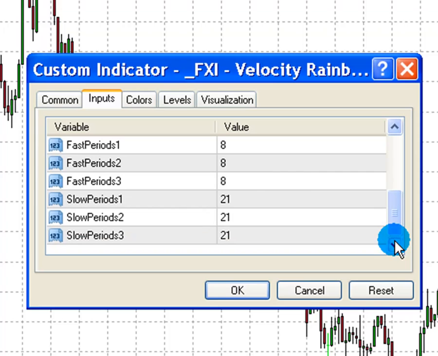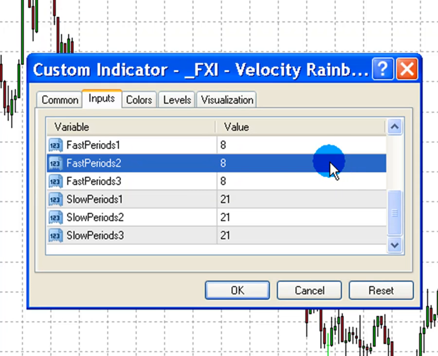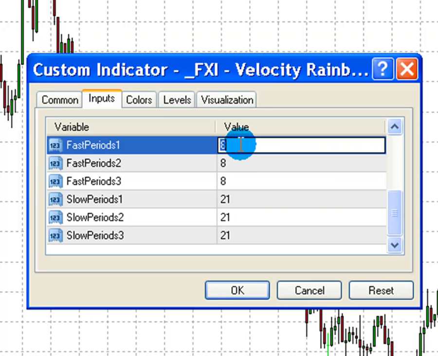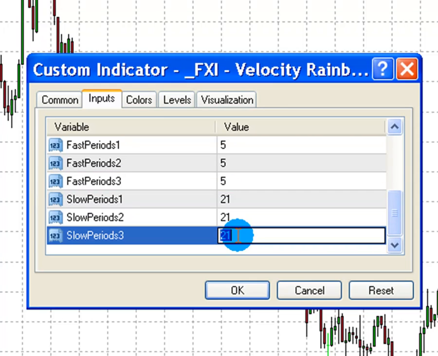Then the last group of settings is the fast periods and the slow periods to look at. Fast period 1 is the fast period for the current time frame. Fast period 2 is the fast period for the upper time frame. Fast period 3 is the fast period for the top time frame. So we're going to use, actually let's just make this kind of reactive, make it 5. And we're going to just tighten up the top most time frame's slow period, make that 13 since it's a 30-minute bar. And we're going to take a look at what that looks like.